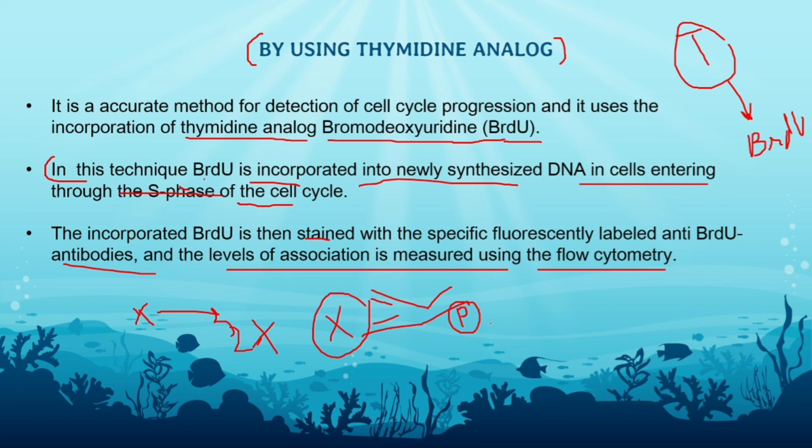So by the incorporation of the BrdU, we will get to know that a certain amount of BrdU is incorporated. As the fluorescence increases, or as the number of antibodies associated with the DNA increases, we will get to know that the cells are moving from S phase to G2 phase. So by this we can estimate the progression of the cell cycle.